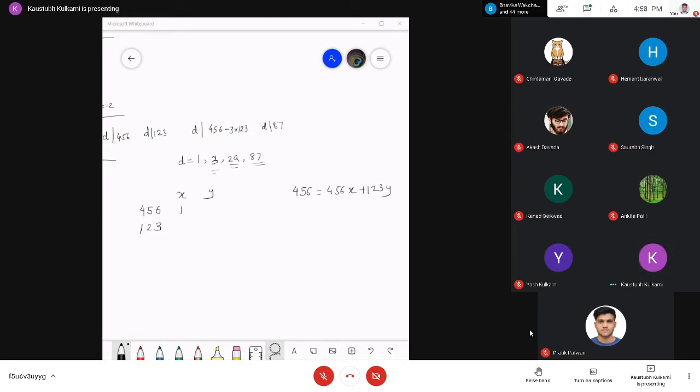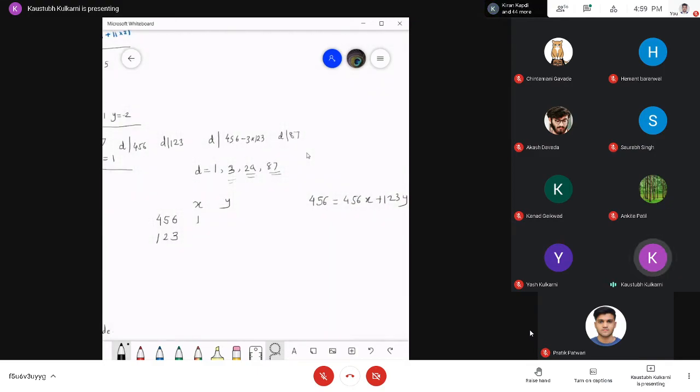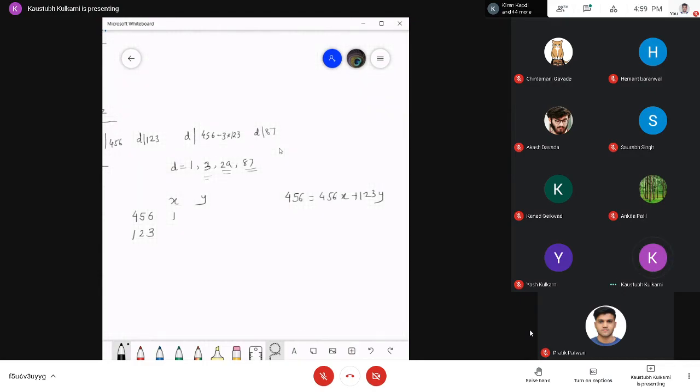Saurabh asks: are x and y random integers? No. X and y are not random. X and y are very specific and we have to find x and y. Is the font okay now? Yes, sir. Okay. So this is the equation that we have. Whatever is there on the LHS has to be expressed as 456x plus 123y. So trivially, 456 is 1 here and 0 here, and 123 is 0 here and 1 here. This is the starting point that we have.